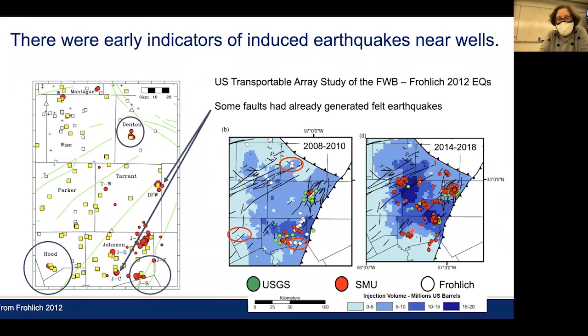All right. The first earthquakes in the Fort Worth Basin occurred near the highest injection wells, or highest volume injection wells, kind of like you would expect. So when the transportable array came through and Cliff did his original work, right, the red is his catalog, and it was near these high volume injectors. What you're looking at here are two snapshots where the blue background color just represents cumulative wastewater injection into the Ellenberger over these time periods, 2008 to 2010 and 2014 to 2018. And you can see, the first earthquakes were kind of in these areas of dark blue.